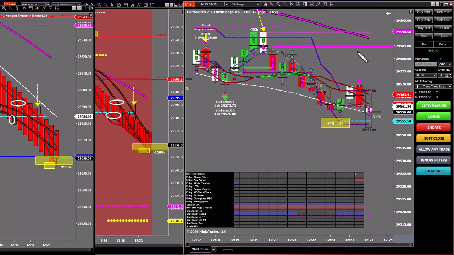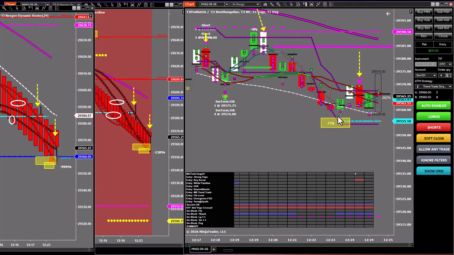Let's watch it and see what happens after the filters and the fibs. My guess is they go rip up through there really quick, but I could be wrong. I'm not going short into fibs and filters.